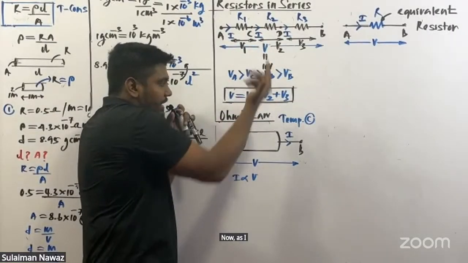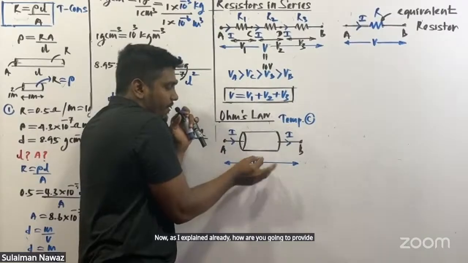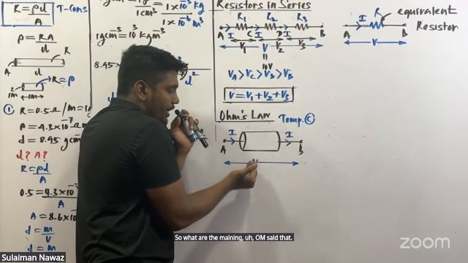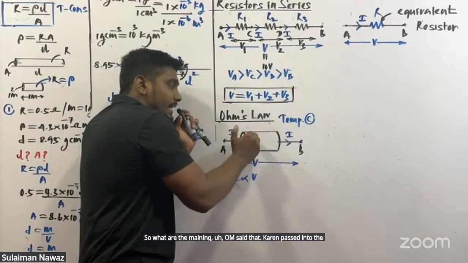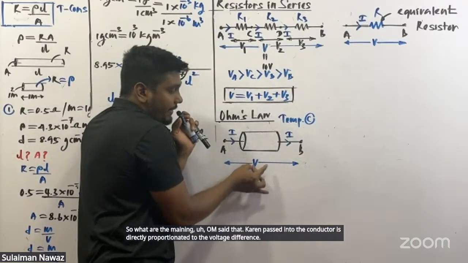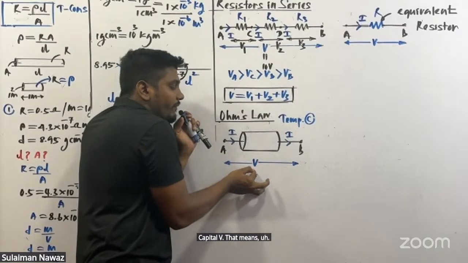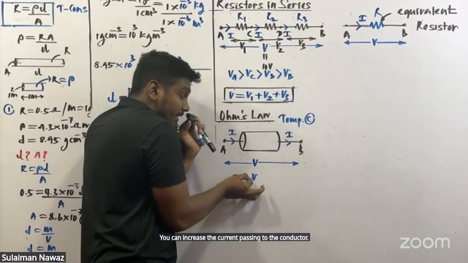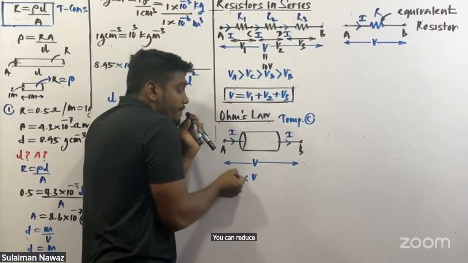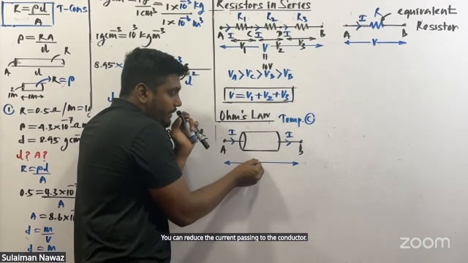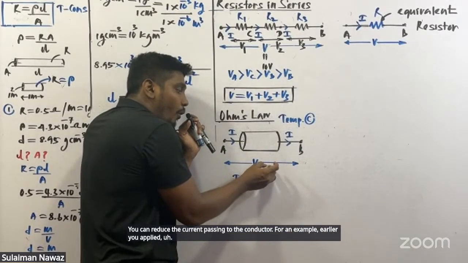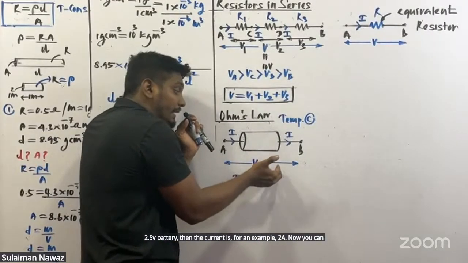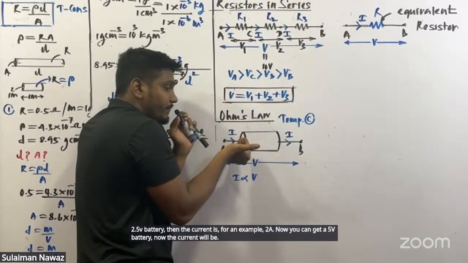Now, as I explained already, how are you going to provide the voltage difference by using a kind of battery? So, what is the meaning? Ohm said that current passing through the conductor is directly proportional to the voltage difference, capital V. That means when you are increasing the voltage difference, you can increase the current passing through the conductor. When you are decreasing the voltage difference, you can reduce the current. For example, earlier you applied the 2.5 volt battery, then the current is, for example, 2 ampere. Now you connect a 5 volt battery, now the current will be 10 ampere. I hope you understand the story.